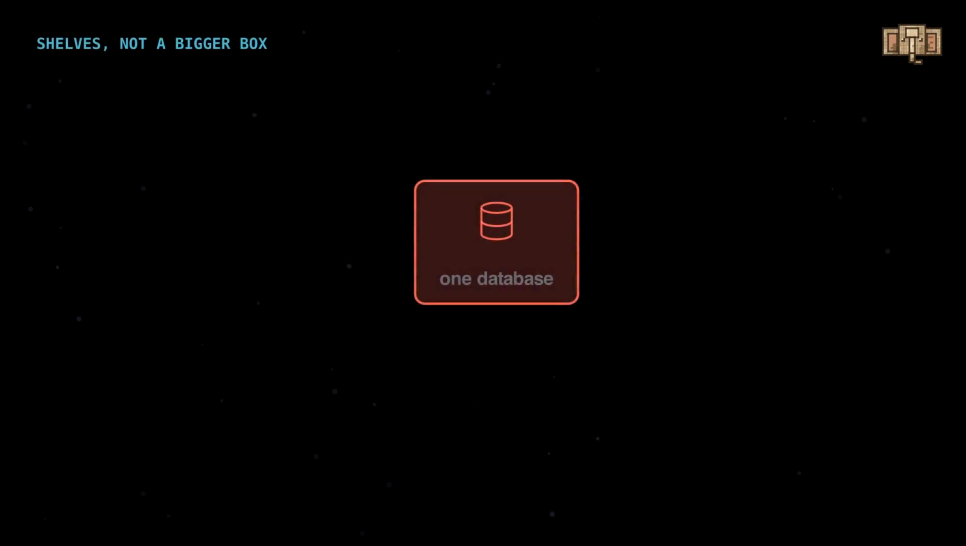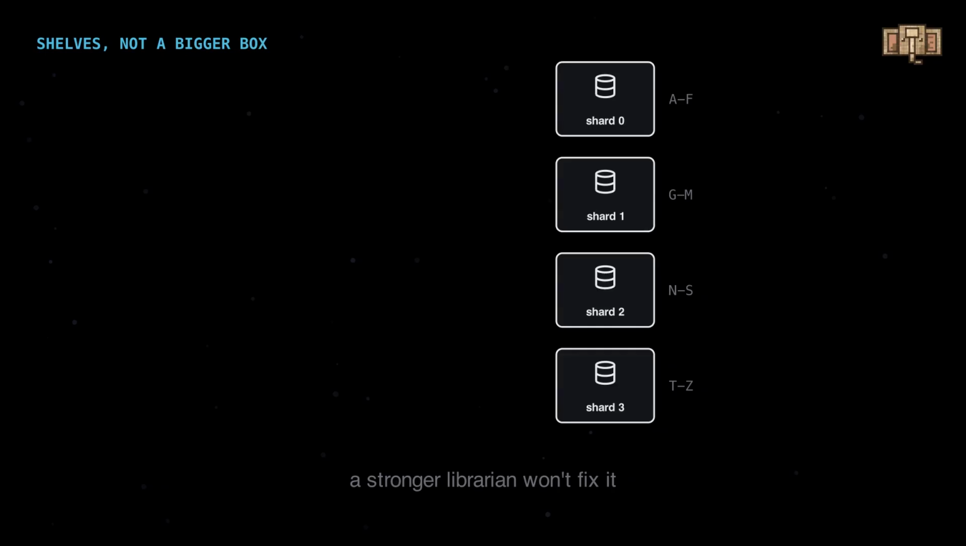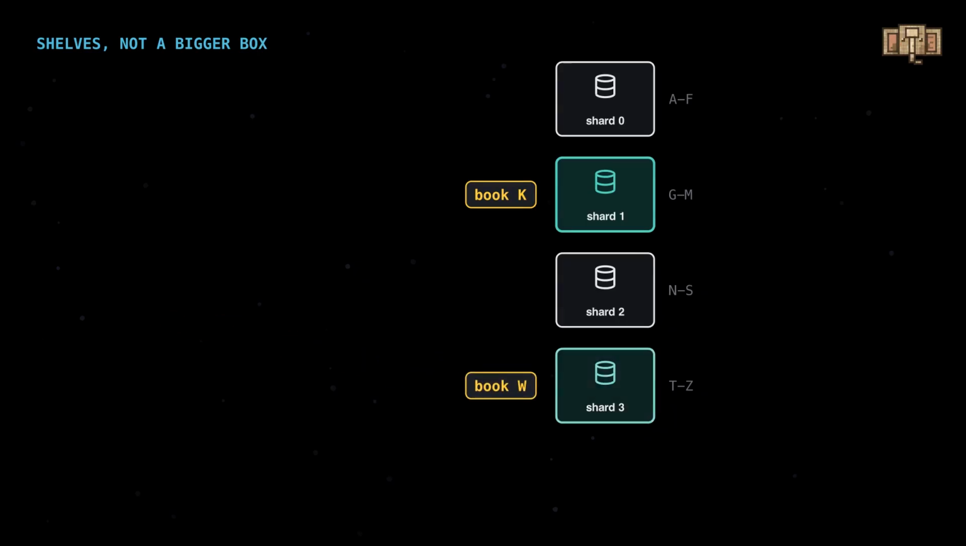Let me give you the picture that makes the fix obvious. Think of a library where one librarian personally holds every single book. She is drowning. And you do not fix that by hiring a stronger librarian. You build shelves. Split the books across 4 shelves. A through F on the first, G through M on the next, and so on down the aisle. Now a reader with a book in mind does not queue at one desk. They walk straight to the one shelf that holds their book. And 100 readers spread out across the whole aisle, each shelf carrying a slice of the load.